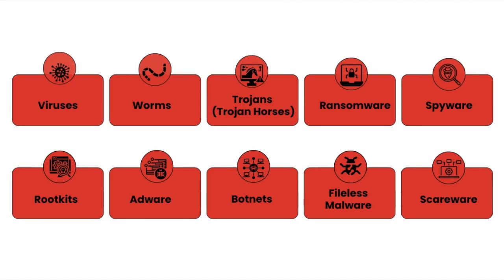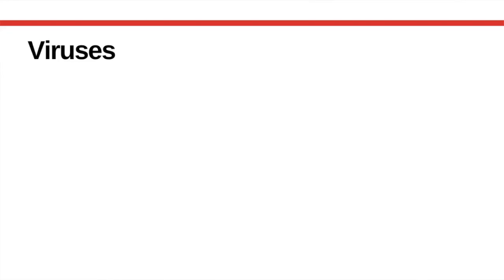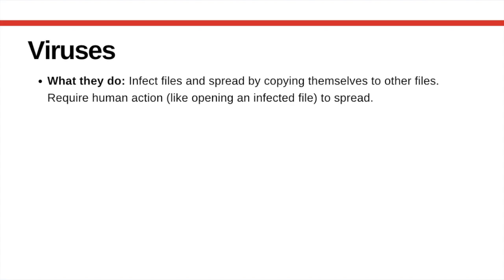Let's start. Imagine you have a cold, and every time you shake hands with someone, they catch it too. A virus in the digital world works similarly. It attaches itself to files and spreads when those files are shared or executed. Hence, what viruses do: infect files and spread by copying themselves to other files. Require human action, like opening an infected file, to spread.